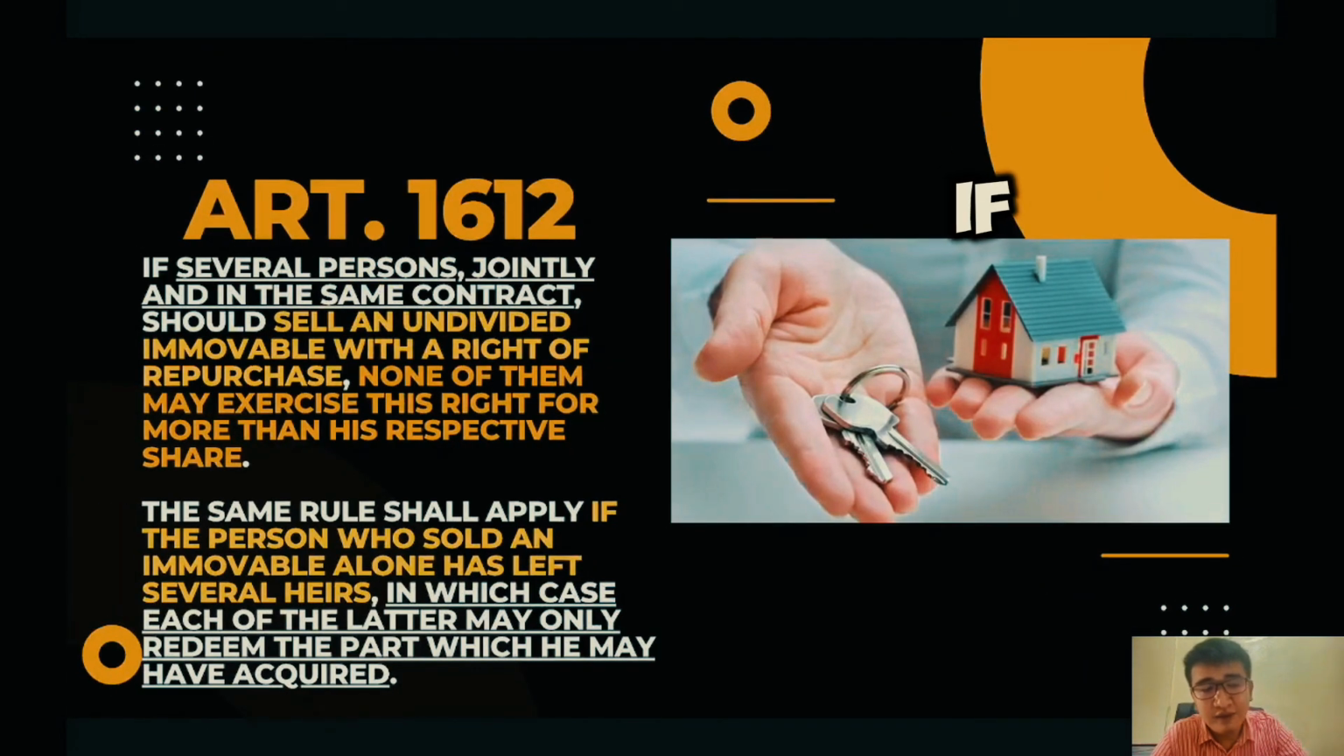In 1612, if several persons jointly and in the same contract should sell an undivided immovable with the right of repurchase, meaning several persons jointly sold an undivided immovable with the right of repurchase, none of them may exercise this right for more than his respective shares. Let's say, for example, A, B, and C sold the piece of land they owned to Mr. D. Okay? A can only redeem his share. B can only redeem his share. C can only redeem his share. Okay? A cannot redeem the whole property. Okay? None of them may exercise this right for more than his respective share.